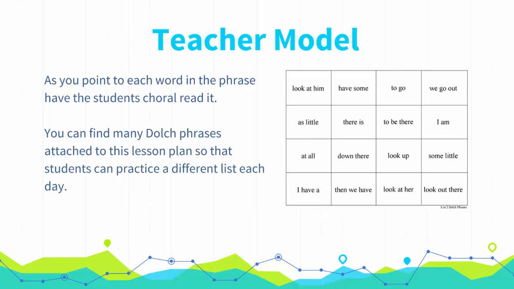Next begins the teacher model. Start by having students read Dolch phrases. This gives students practice reading those sight words in context. You can find many Dolch phrases attached to this lesson plan so that students can practice a different list each day.